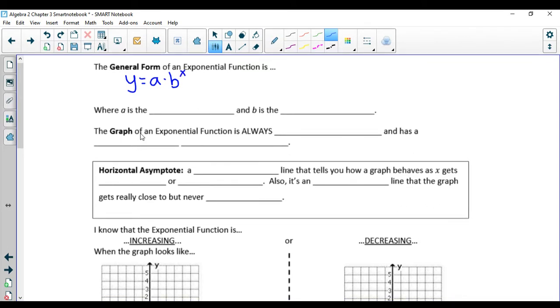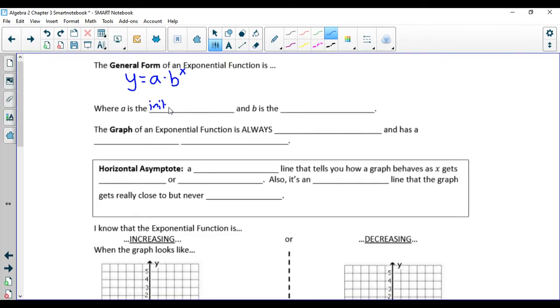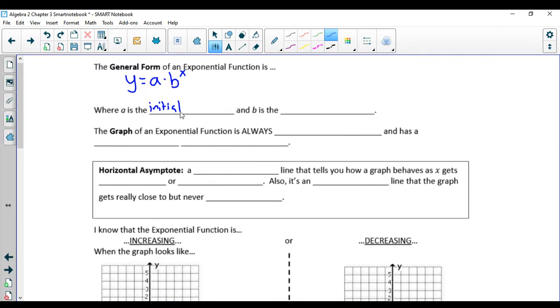Still the same thing. The x is still in the exponent, but now instead of saying initial value every time, we're going to just label that with an a. So a is your initial value. And then again, instead of writing multiplier, we're just going to write b. But again, b is your multiplier.